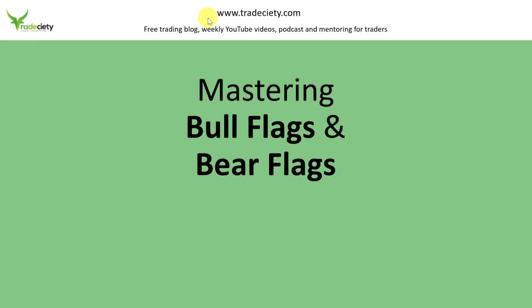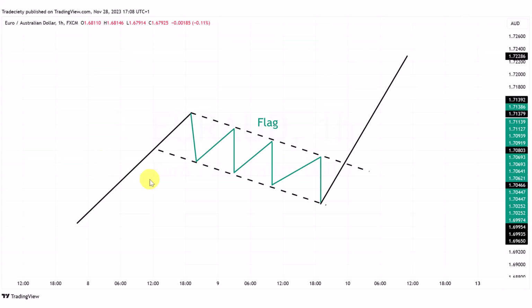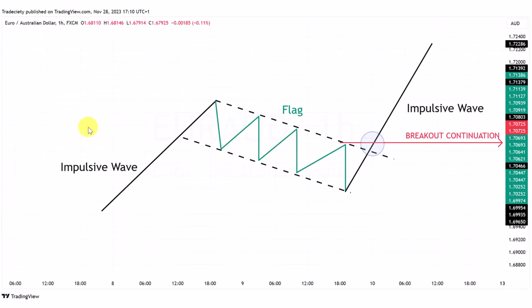In this video, I show you exactly how you can master bull flags and bear flags. This is how a bull flag would look. If we break it down, we have an impulsive wave, so we are in a trending environment. It's really important to understand that a flag pattern is a trend continuation phase. So we are in an uptrending scenario.